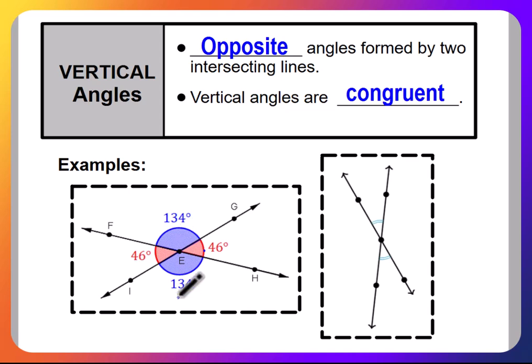Okay, the top and bottom angles, they are also opposite angles in our X. So they are congruent. Okay, here's our X. Okay, opposite angles. Here's the top angle, here's the bottom angle.